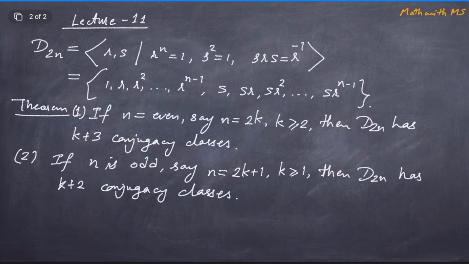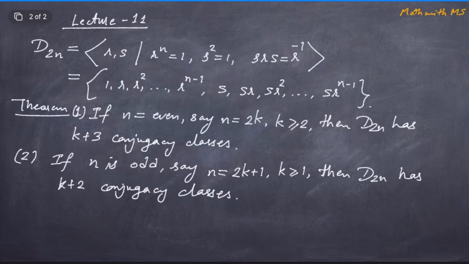So here, in the case when n is even, I am taking k bigger than or equal to 2, because when k is 1, that means n is 2, therefore the group is of order 4, and the presentation tells you that it is actually the Klein-4 group, which is abelian, and you already know its irreducible representations. And in the other case, for n odd, I am taking k bigger than or equal to 1, because again if k is 0, then n is 1, and the group is of order 2, there is nothing to do, it is the cyclic group of order 2.